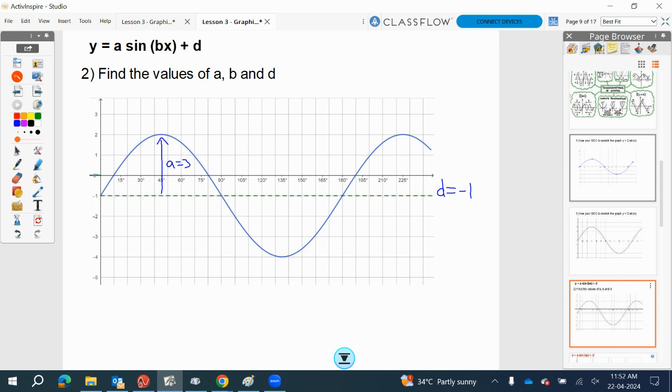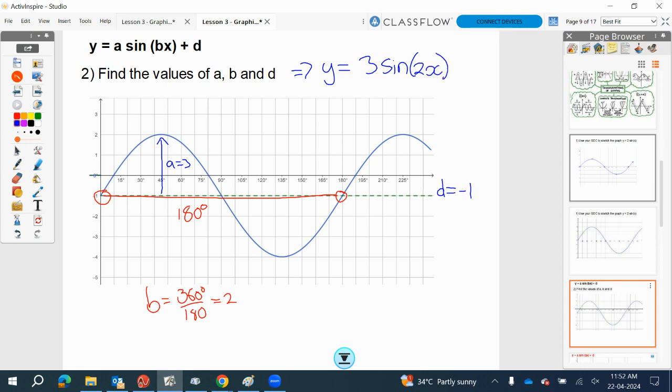So moving from here up to here, that's 180 degrees. So we get B is equal to 360 divided by 180, which equals 2. So our function is y is equal to 3 sine 2x minus 1.